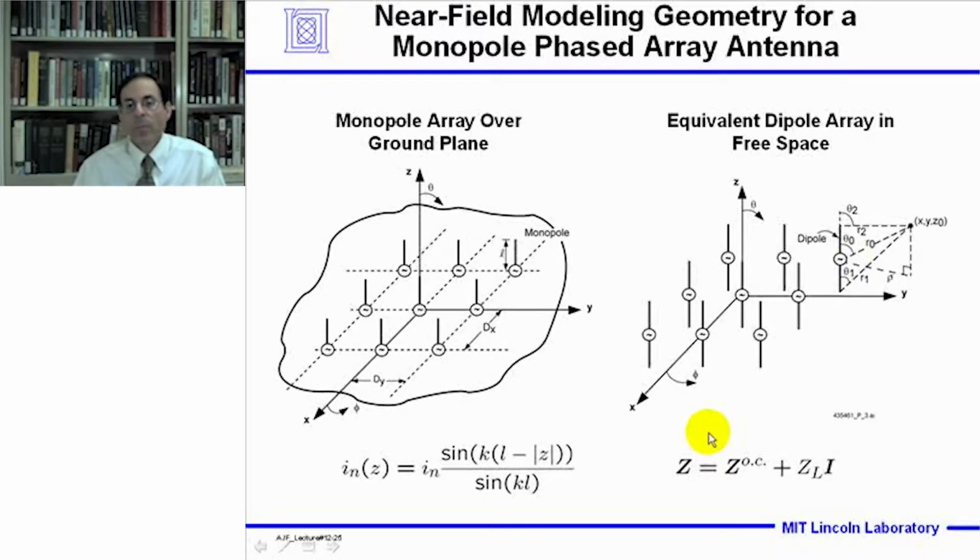We use the method of moments to analyze the array. We compute an impedance matrix as the open circuit mutual impedance matrix plus a load impedance matrix times the identity matrix. And this type of analysis was described in lecture 9.